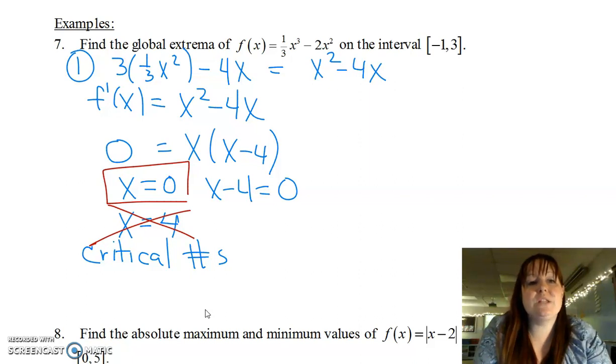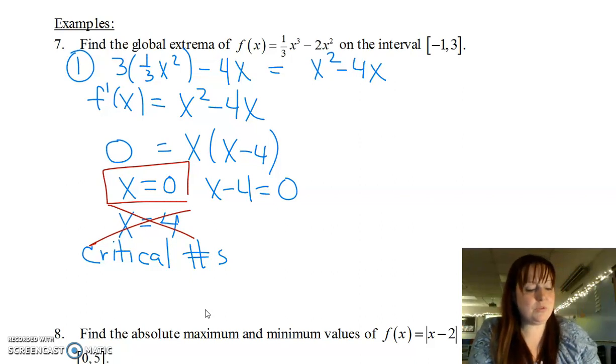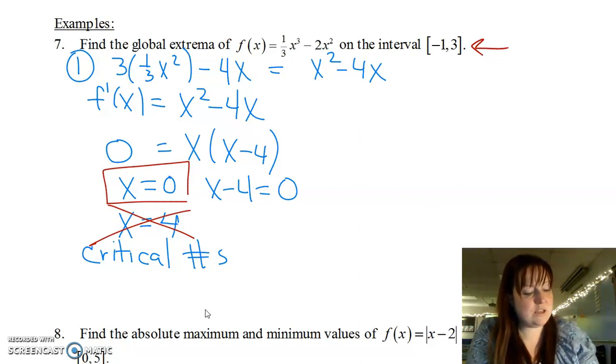So it's saying, what is the global extrema? So let's check to see what the y value is at our critical numbers. And then remember, with global extrema, we also look at endpoints. So let's figure out what the function is doing at each of these spots. So we do our endpoints and we do our critical numbers.